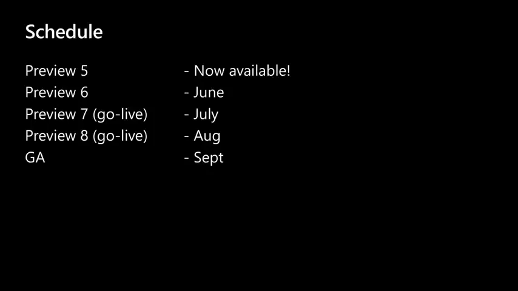We're basically going to ship a preview every month. So we just shipped Preview 5, Preview 6 in June. There will be a go-live release in July. So if you want to go live with, say, Blazor, server-side Blazor, the first time you'll be able to do that with a go-live release will be this summer, which is pretty amazing. The GA release for .NET Core 3.0 will ship in September.